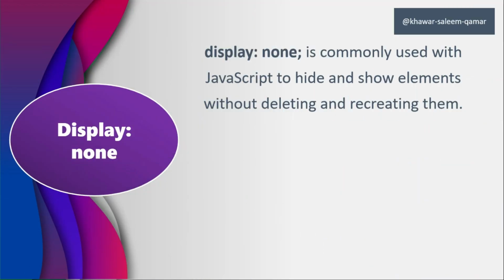If we set their display to none, this is a property in CSS, which if the display property is set to none, it would hide that element and show the layout to the user just as if that element didn't even exist there. So let us go to our IDE and see some examples of these things.